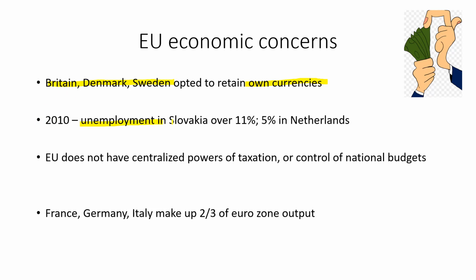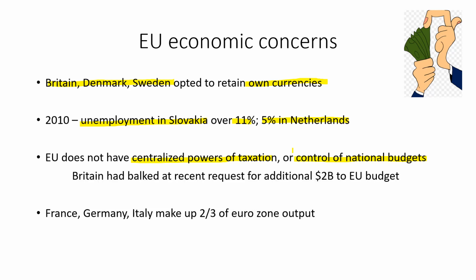Unemployment varied quite widely, up to 11% in Slovakia, as low as 5% in the Netherlands. The EU does not have the centralized powers of taxation or control of national budgets. So we're seeing some of the same issues here that the United States had to deal with a long time ago with its Articles of Confederation, in order to give the central government more power to do things like this. The EU still does not have that.